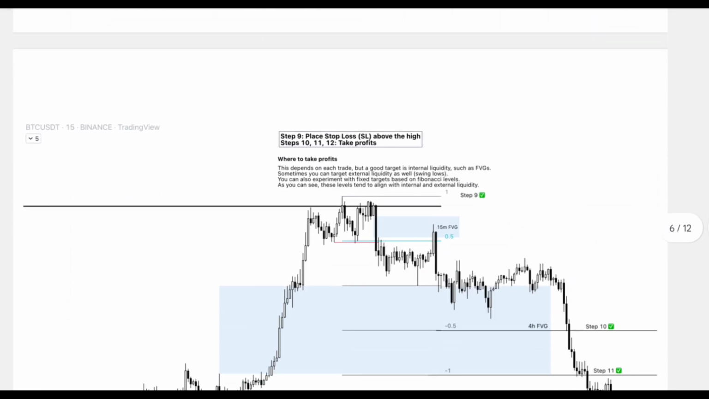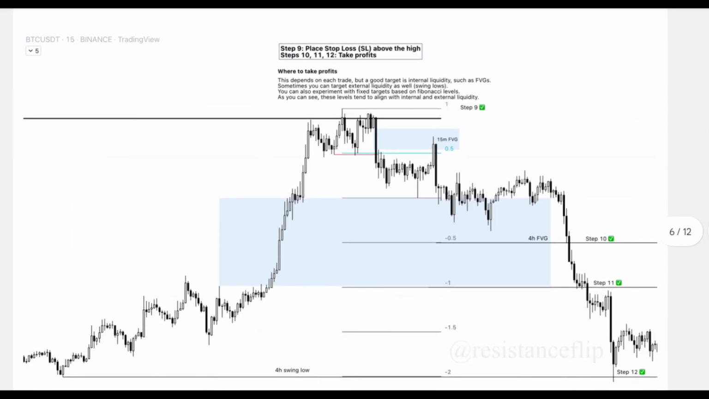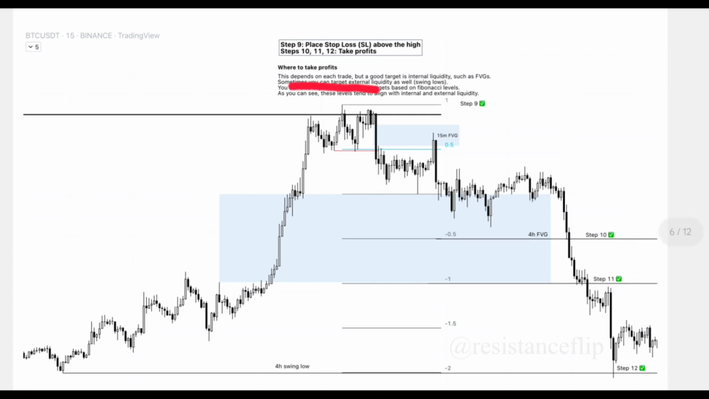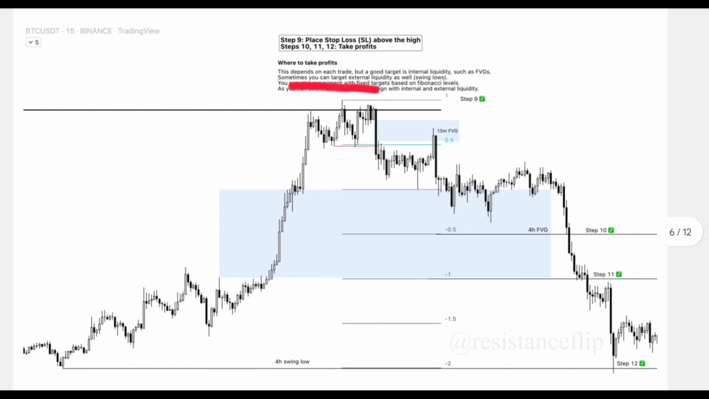Then you got step number 8, which is the entry. Now step number 9, place stop loss. You should place your stop loss just above this swing high. Usually it makes equal highs, so your stop loss should be above that swing high. You can see here. And then step number 10 is you should take your profits.